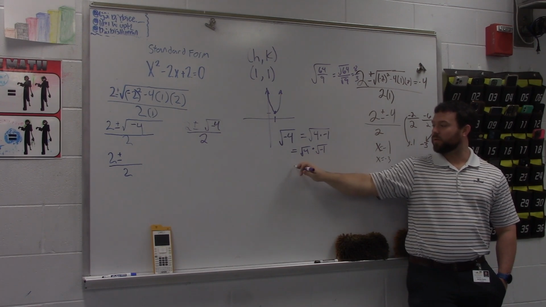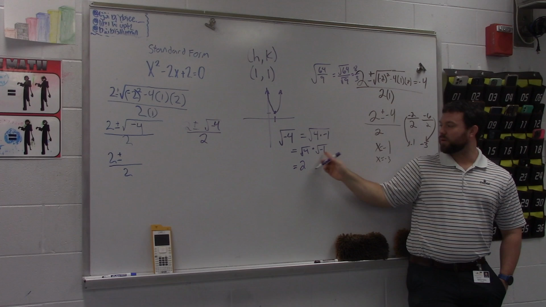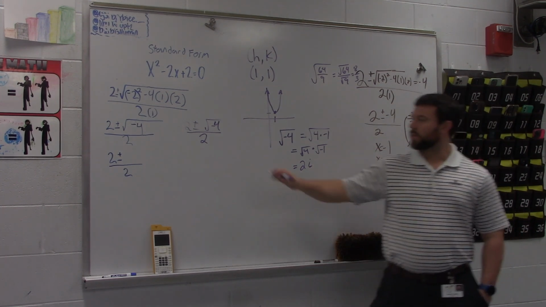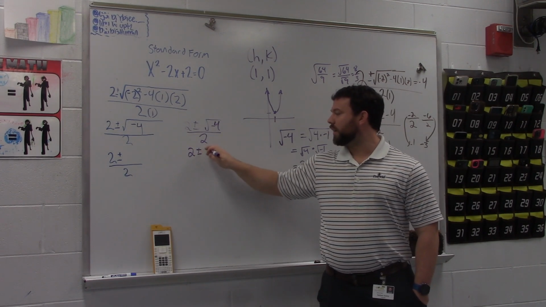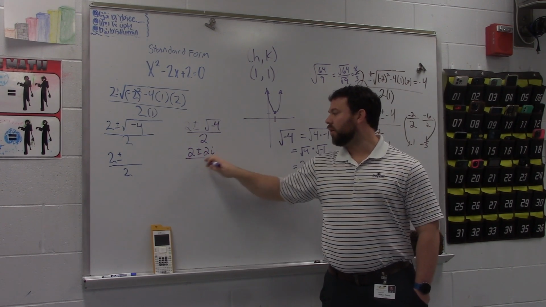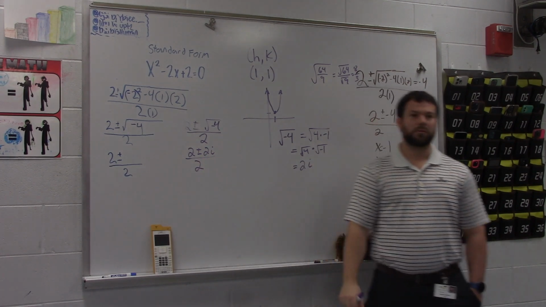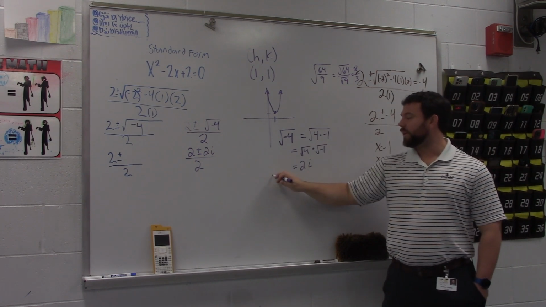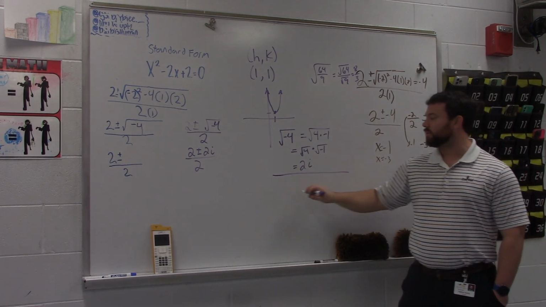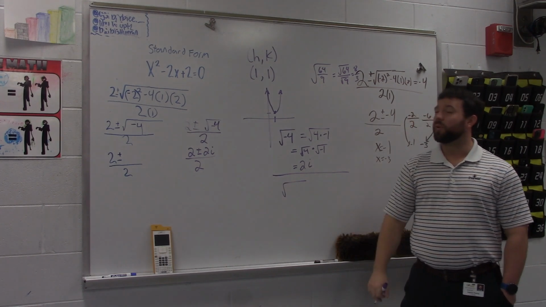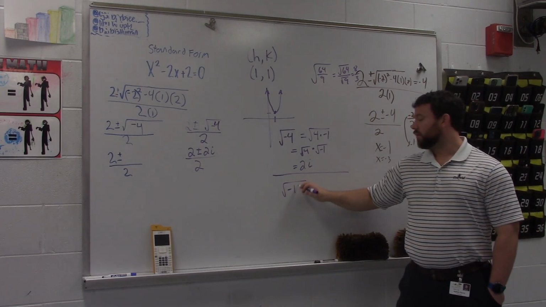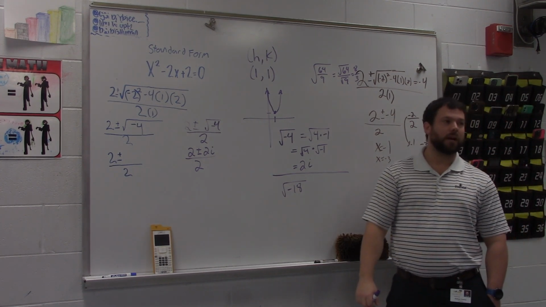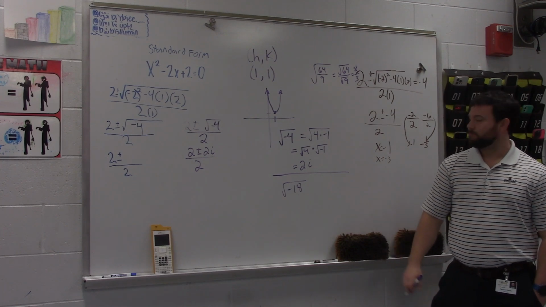What's the square root of 4? 2. What's the square root of -1? i. So 2 plus or minus 2i, all divided by 2. I'm going to give you one more example like this before we get started practicing this some more. But let's say I had the square root of -18. How could I rewrite this one?